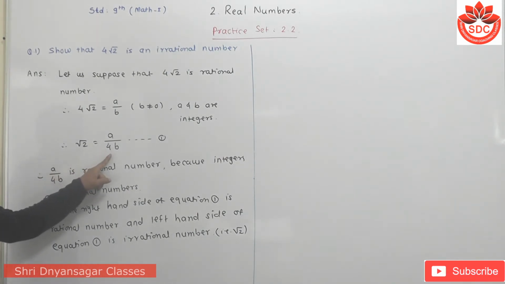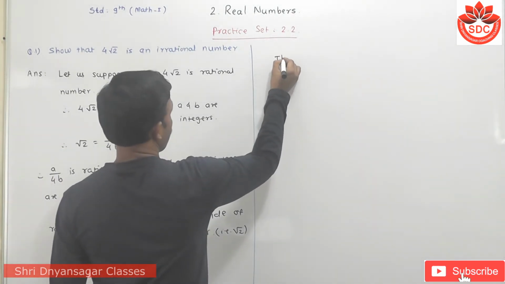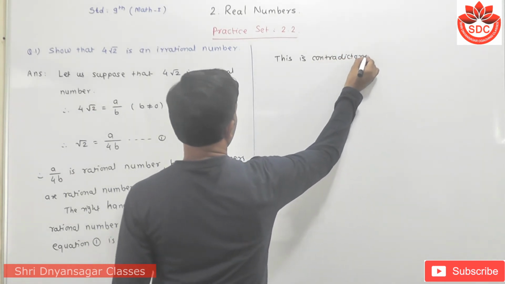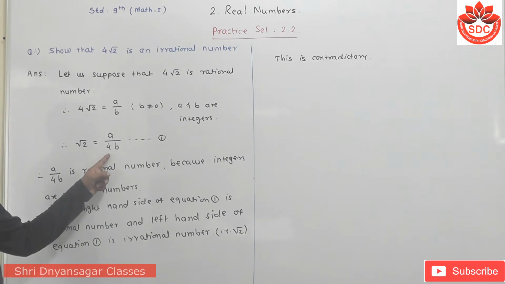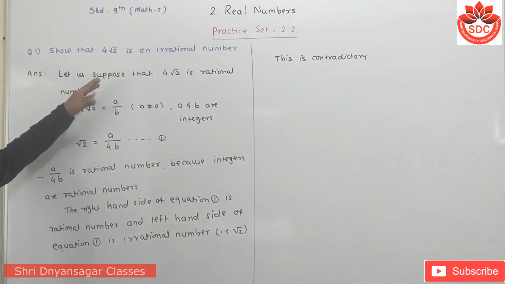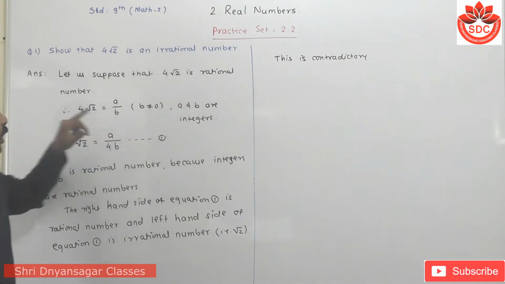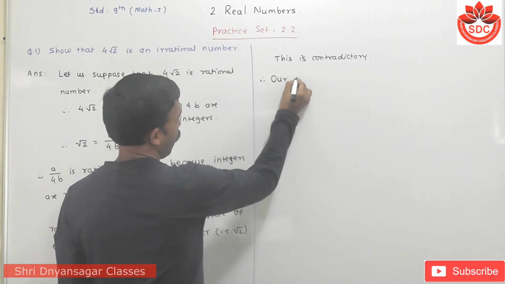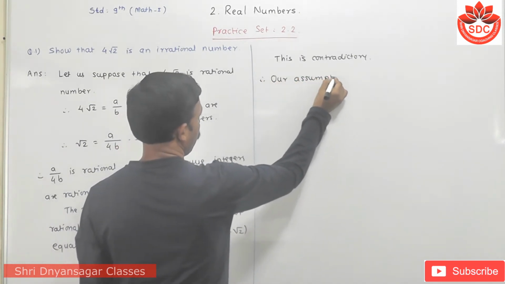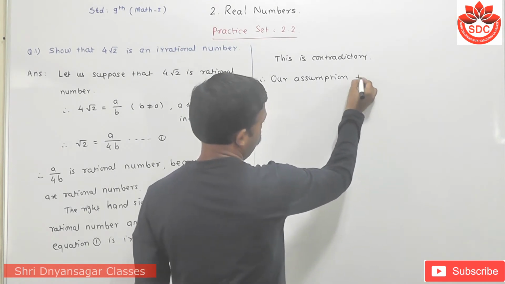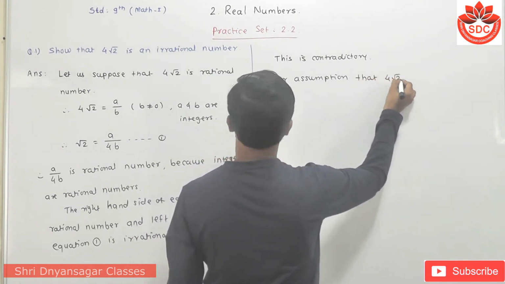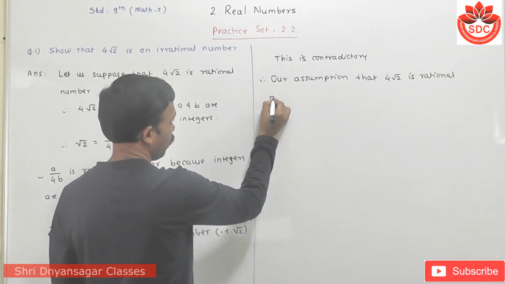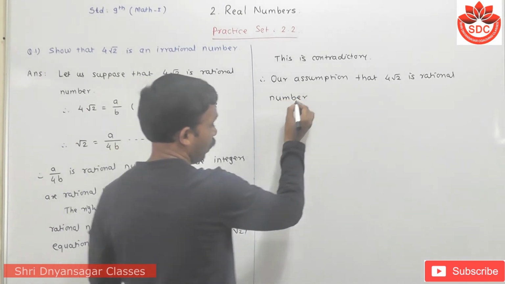This means that this is an irrational number and this is a rational number. So I will write this is contradictory. If it is contradictory, then our assumption is wrong. We assumed that 4 root 2 is a rational number. This is wrong. Therefore our assumption that 4 root 2 is a rational number is wrong.